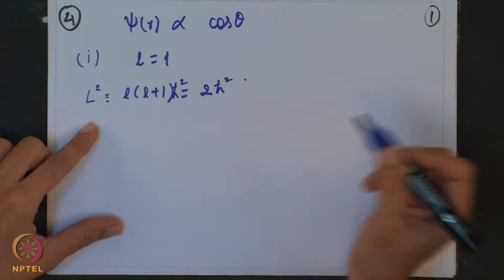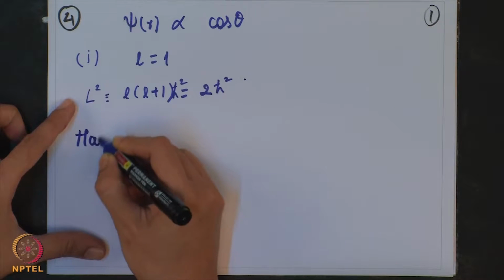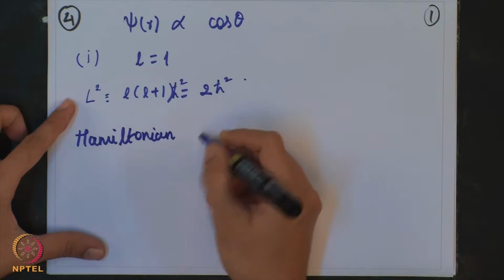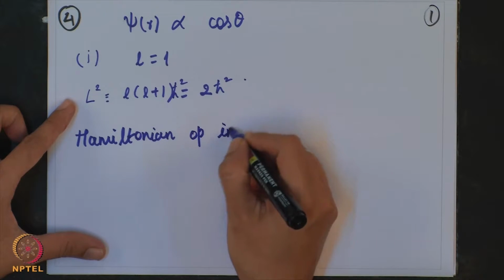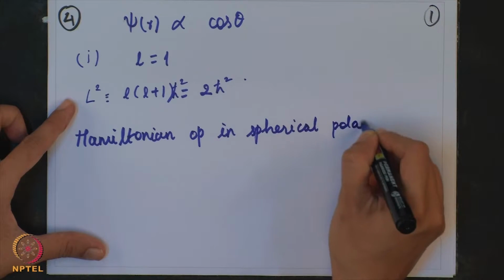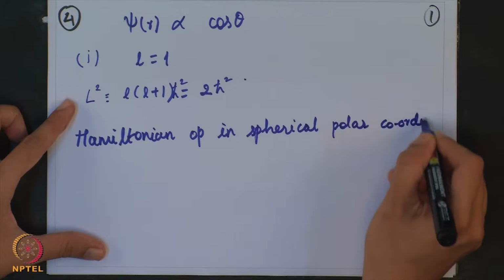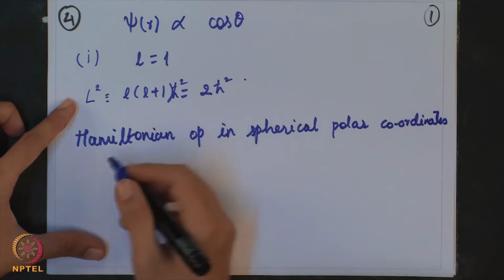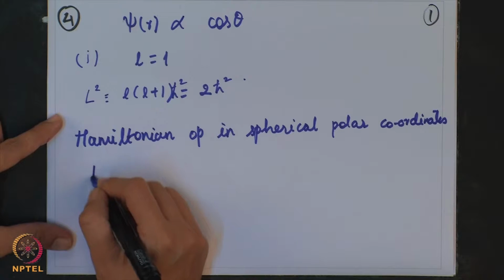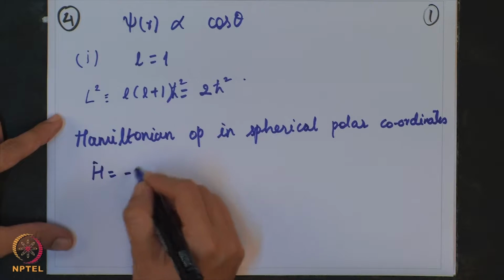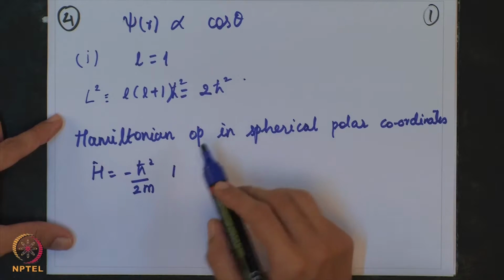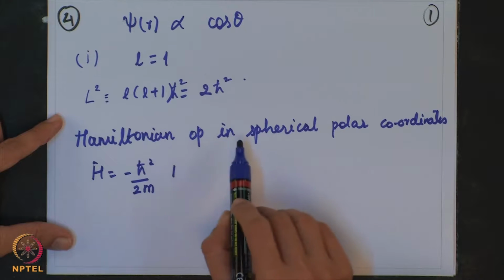And the Hamiltonian, you can start by writing a Hamiltonian operator in spherical polar coordinates. So, how will I write the Hamiltonian operator in spherical polar coordinates? H is equal to minus h cross square upon 2m. Then I will have a Hamiltonian which is a function of r, theta and phi.